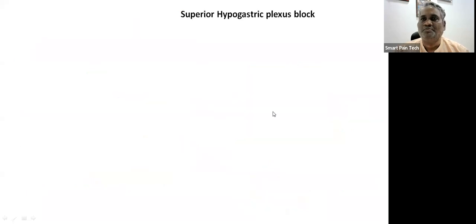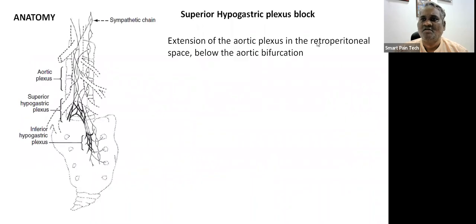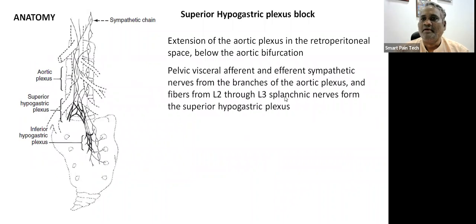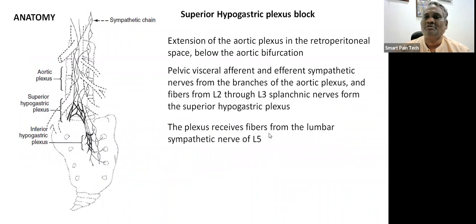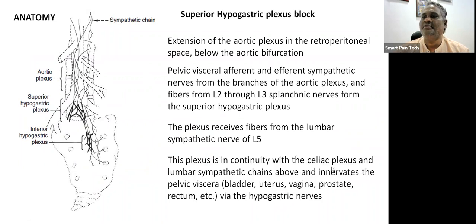Okay, so the superior hypogastric plexus anatomy: it's an extension of the aortic plexus, again at the level of the bifurcation of the aorta. Fibers from the L2 and L3 splanchnic nerves form the superior hypogastric plexus, and it also receives fibers from the lumbar sympathetic nerve of L5. It is in continuity with the celiac plexus as well as the lumbar sympathetic chains above, and it innervates the pelvic viscera, that is the bladder, uterus, vagina, prostate, and rectum, via the hypogastric nerves.